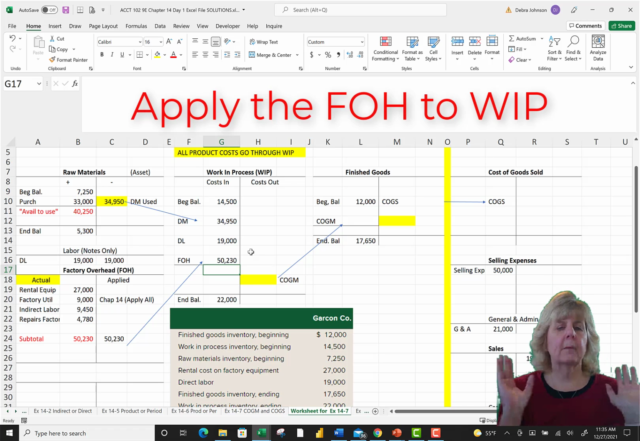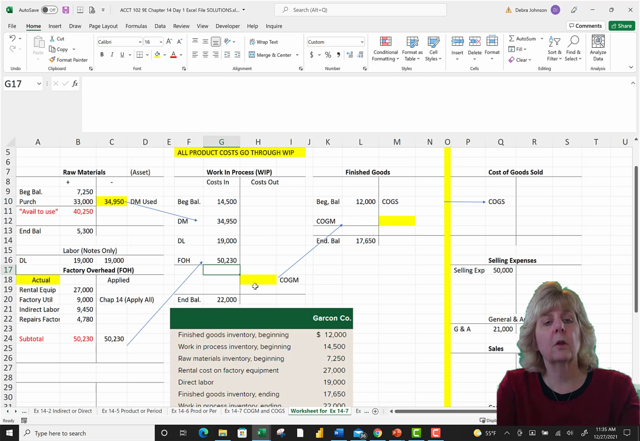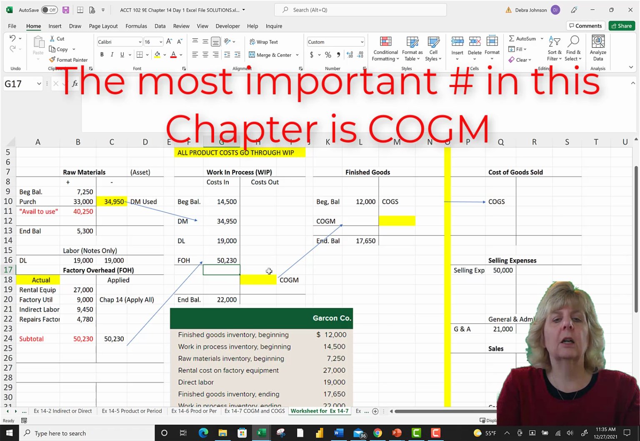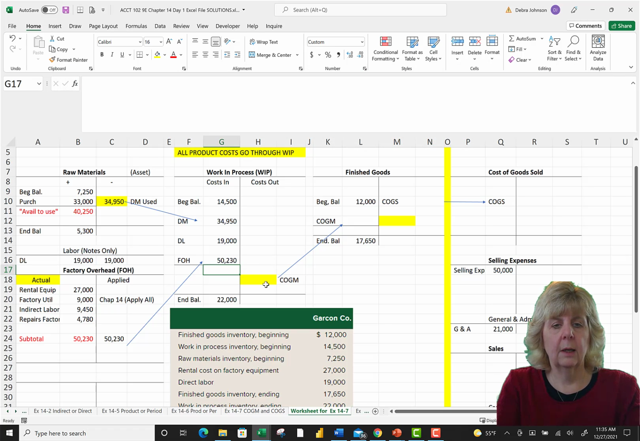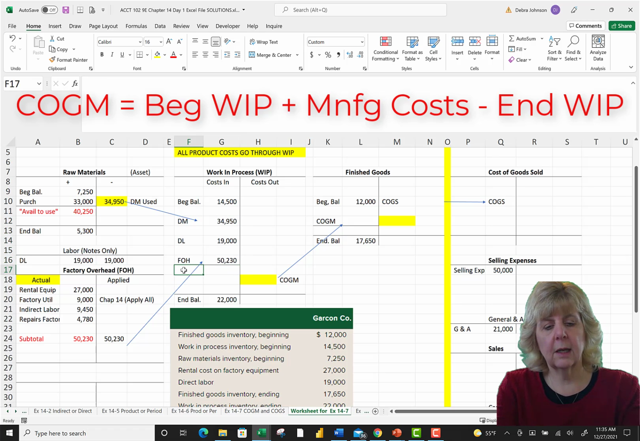All right, here we come down to the grand finale. Probably the most important number that you're going to learn in this chapter is the cost of goods manufactured. It is the cost, exactly what the name implies, it is the cost of the goods that were manufactured during the period. How do we get it? We're going to take the beginning WIP, we're going to add in the 3 manufacturing costs that happened during the period of time that we're concerned about, and we're going to total these up. I'm going to call this a subtotal, again, for ease of understanding.